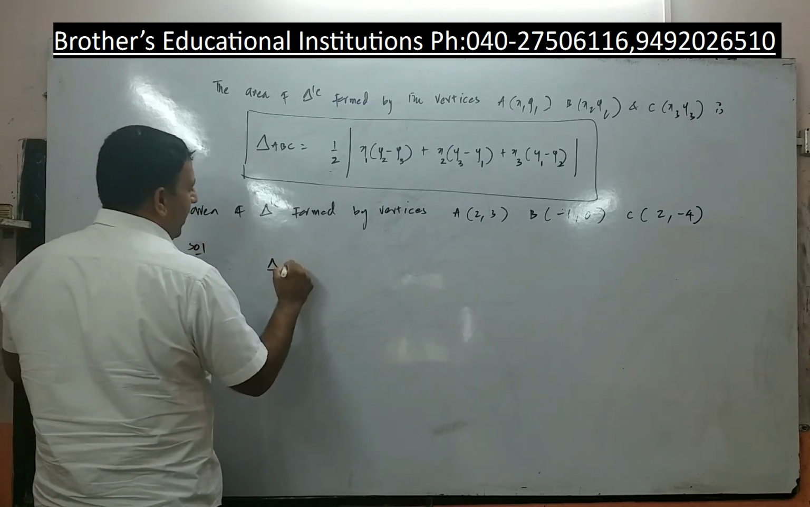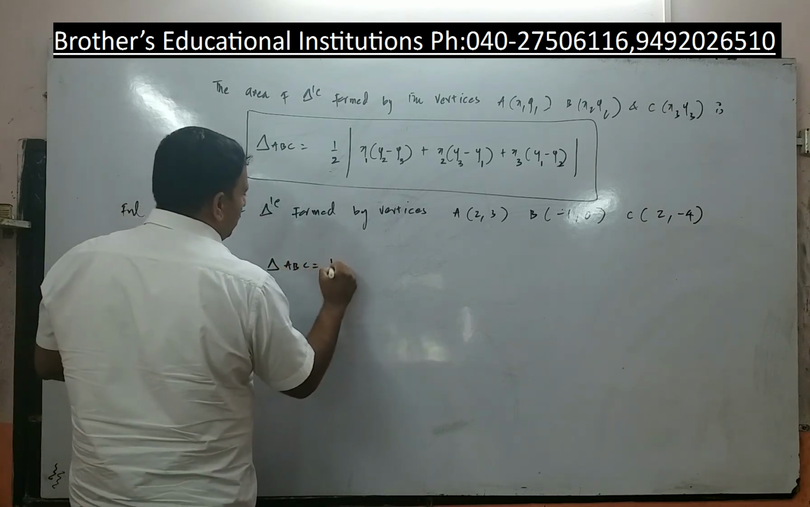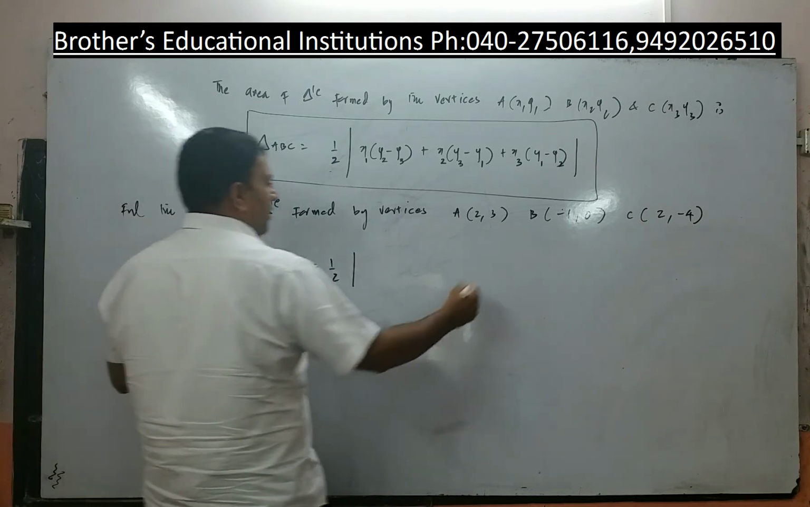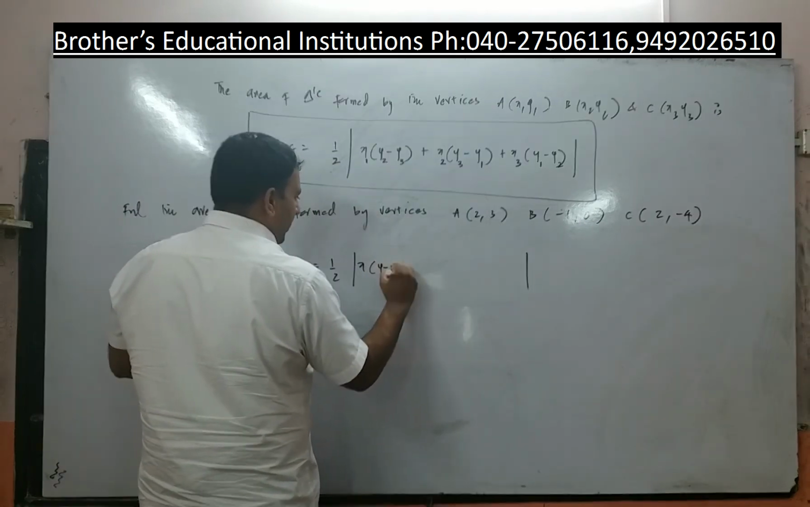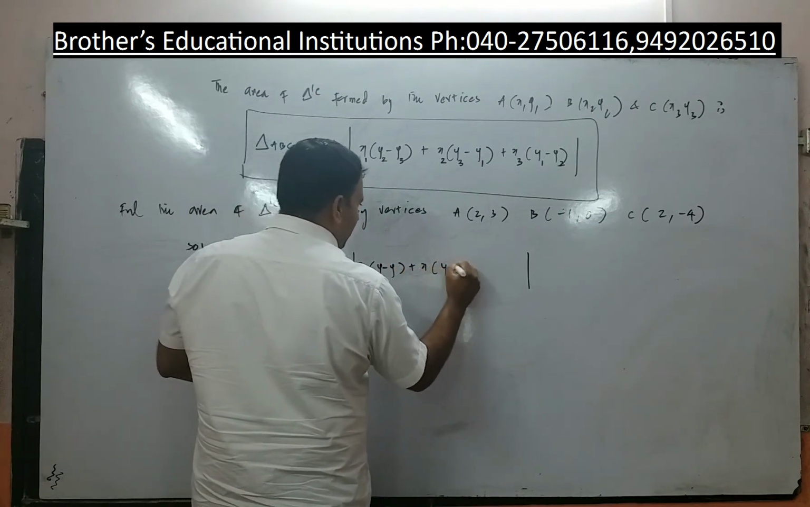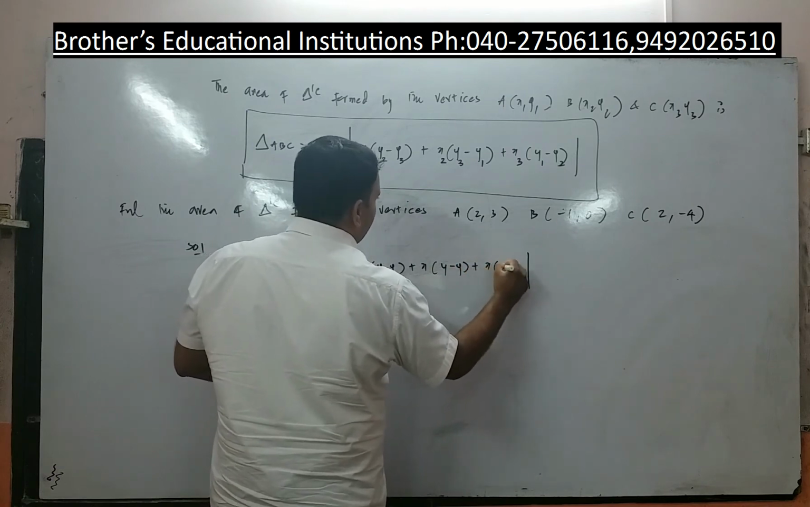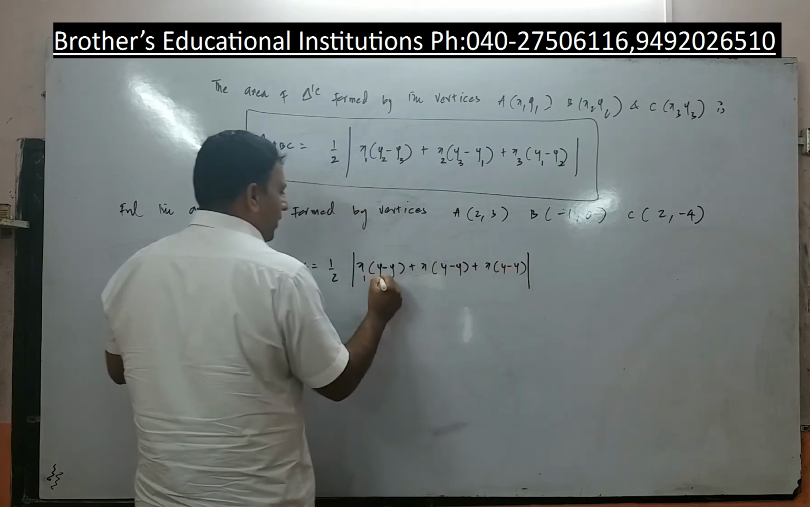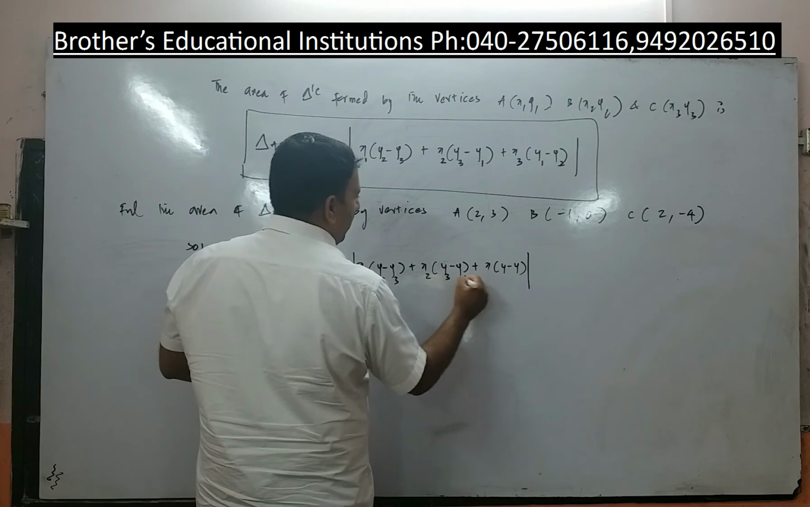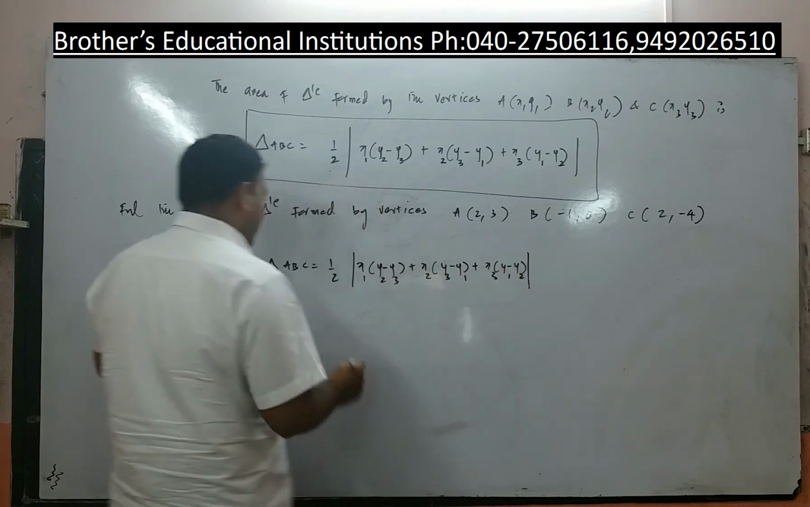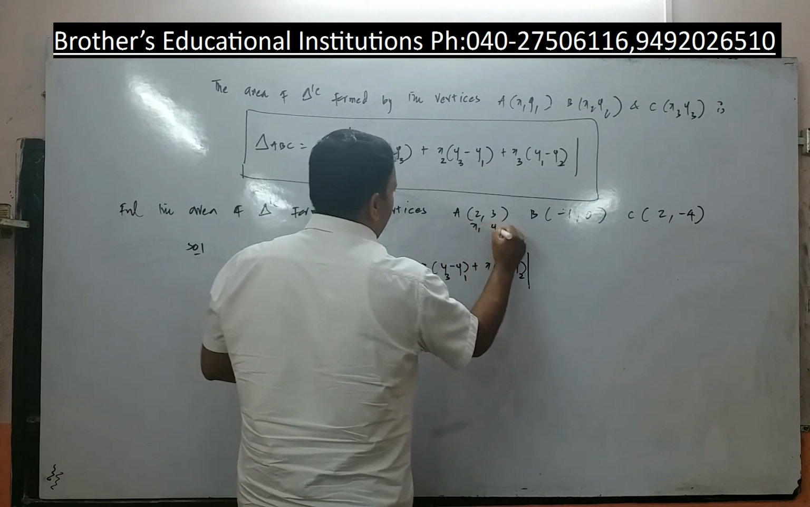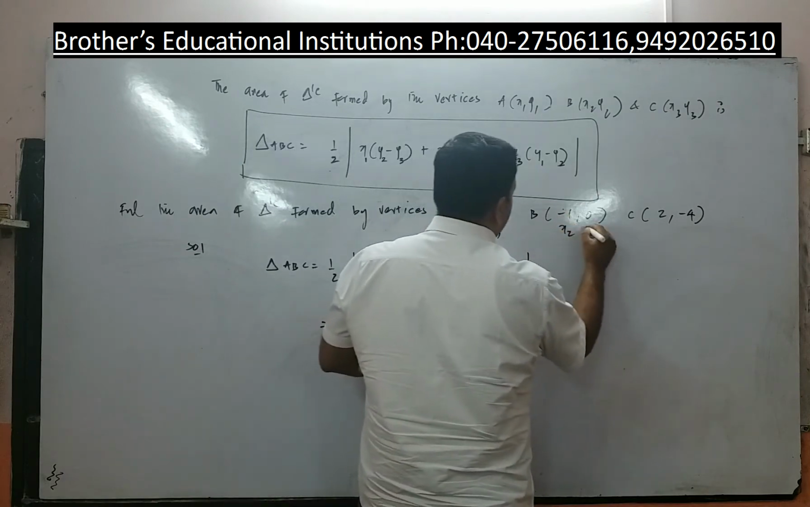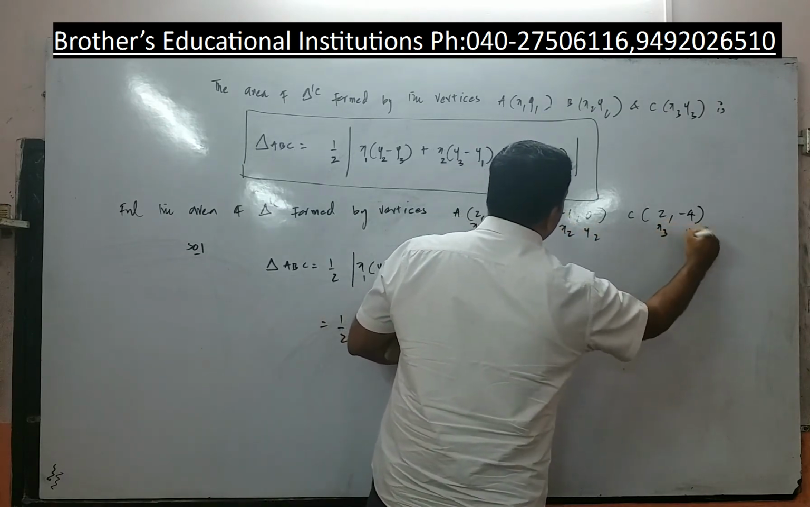Area of triangle ABC is equal to half modulus. I will write the formula here. Once again I write the formula for you: x(y minus y) plus x(y minus y) plus x(y minus y). How do you fill this up? 1 2 3, 2 3 1, 3 1 2. Very easy technique. Now I will put these points here. What is x1 y1? You can take any point as x1 y1, any point as x2 y2, and the remaining is x3 y3.